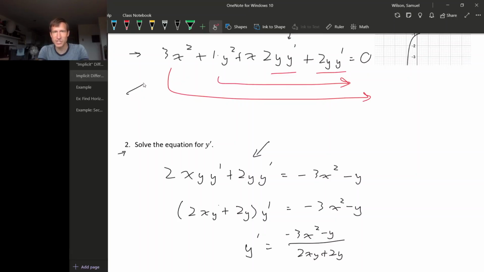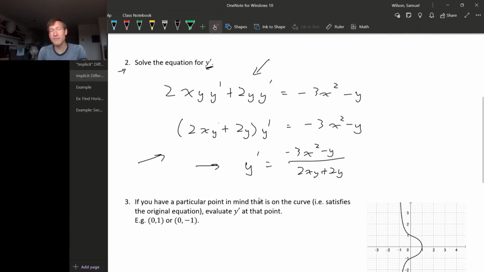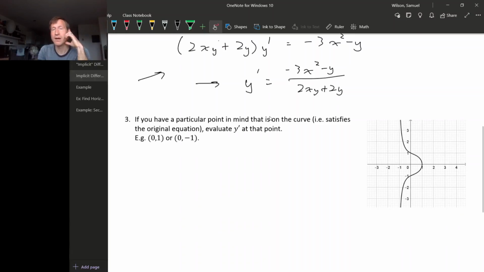All right. So first we differentiated both sides, and then we solved the resulting equation for y prime. In general, how you'll do that is get all the terms without y prime to one side and all the terms with y prime to the other side, factor out the y prime and divide. That's usually how it will go. And then finally, if you have a particular point in mind on the original graph, then you can plug those coordinates into the expression that you got to get the slope of the tangent line at that point.